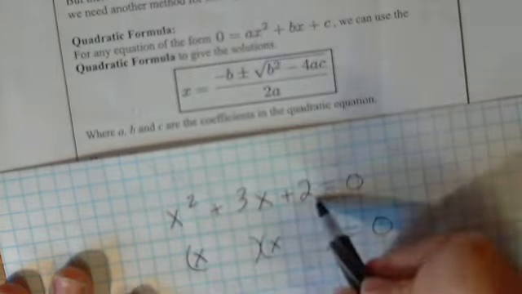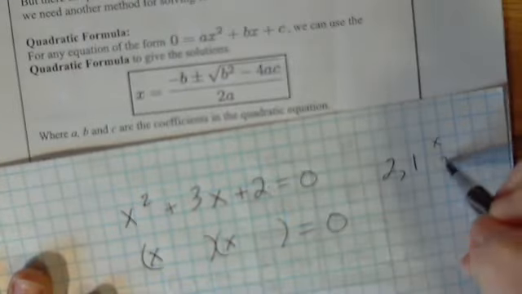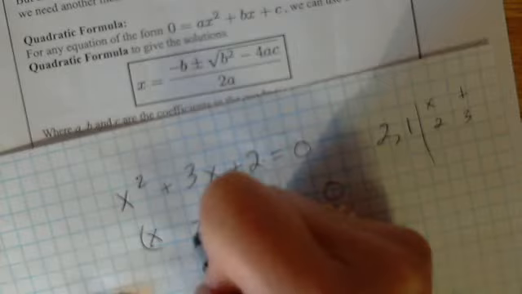And then the pair of factors that make 2 when I multiply them. Let's see, it's going to have to be 2 and 1, right? When I multiply them, I get 2. When I add them, I get 3. So 2 and 1, both positive.